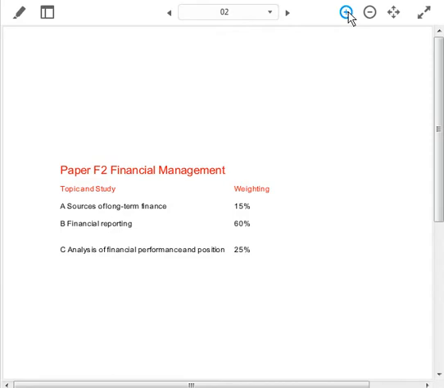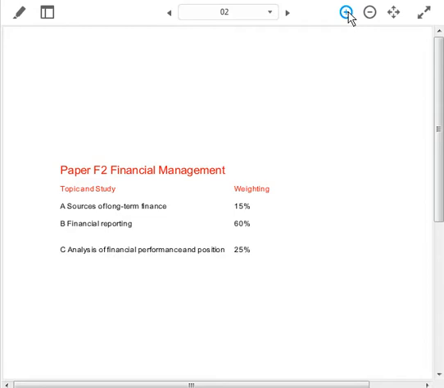The three major areas are sources of long-term finance, which carries a weighting of 15%, and then the financial reporting area, which carries a weighting of 60%. And then finally analysis of financial performance and position with a weightage of 25%. Now it is important for us to understand all these three areas are key and essential in getting through CIMA paper F2, because in the 2010 syllabus, remember, only the last two syllabus areas were appearing along with some other areas.